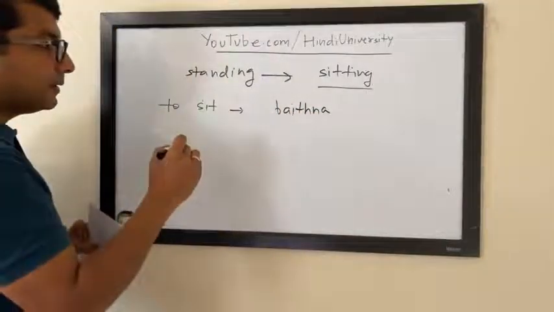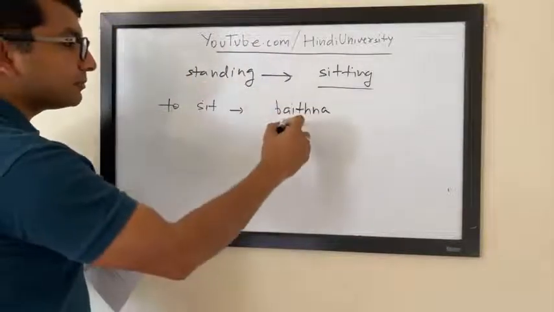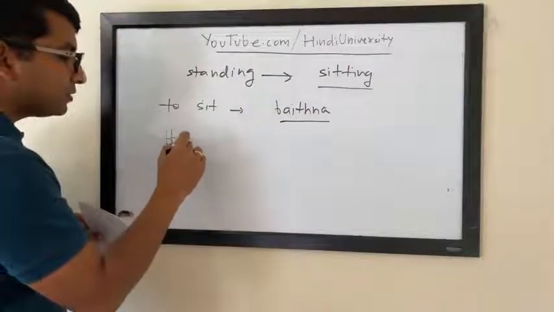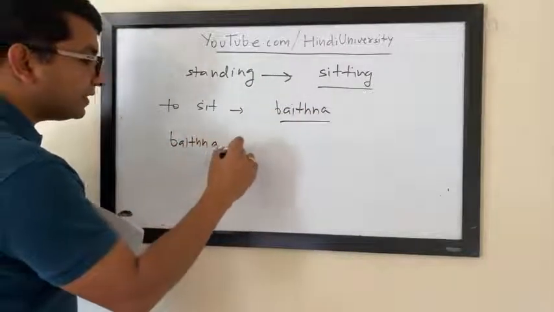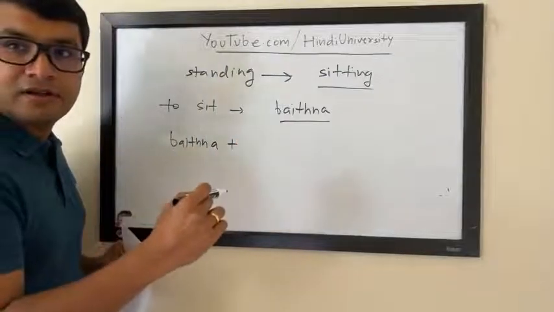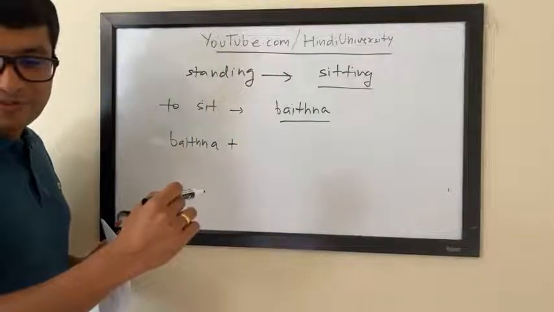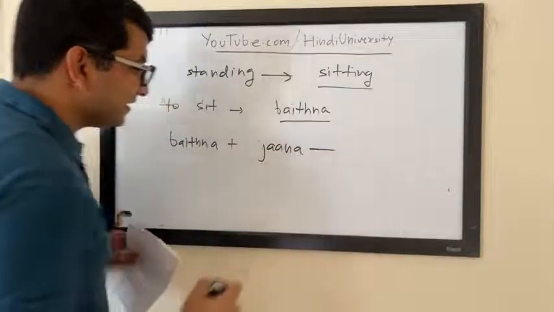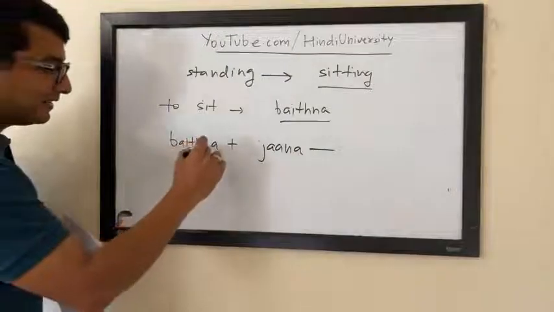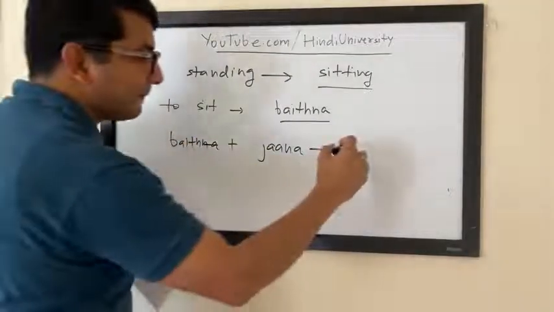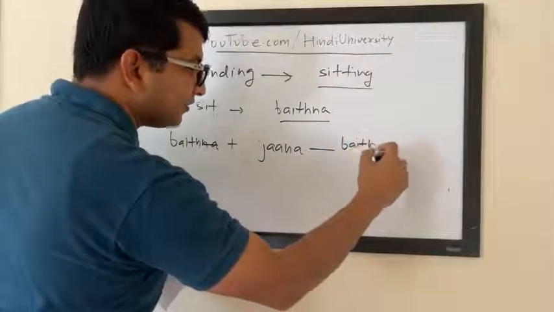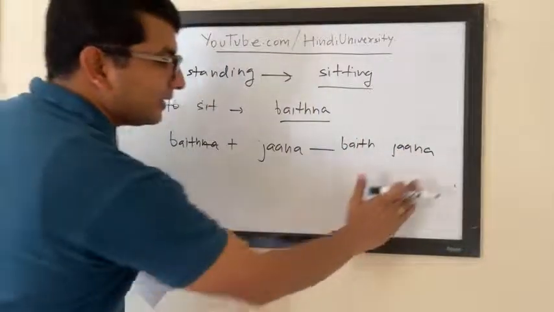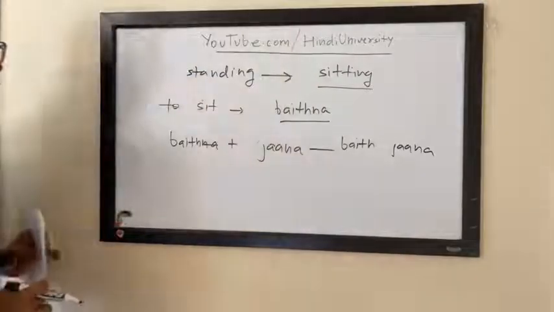To sit. Now I want to show the transition, how I got to this state, baithna. I will use baithna with which auxiliary verb? JAANA. Very good, JAANA. And then it is बैठ गया. Just the infinitive form, it's bat, jana. बैठ जाना. Very good, right? Was it clear?